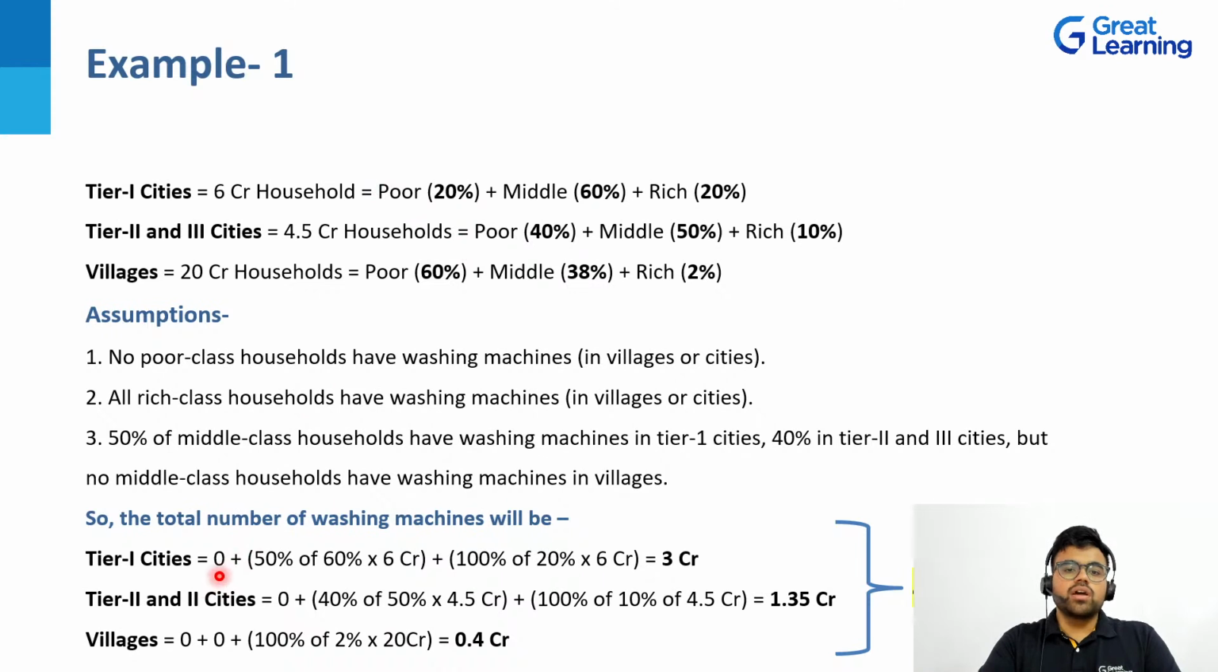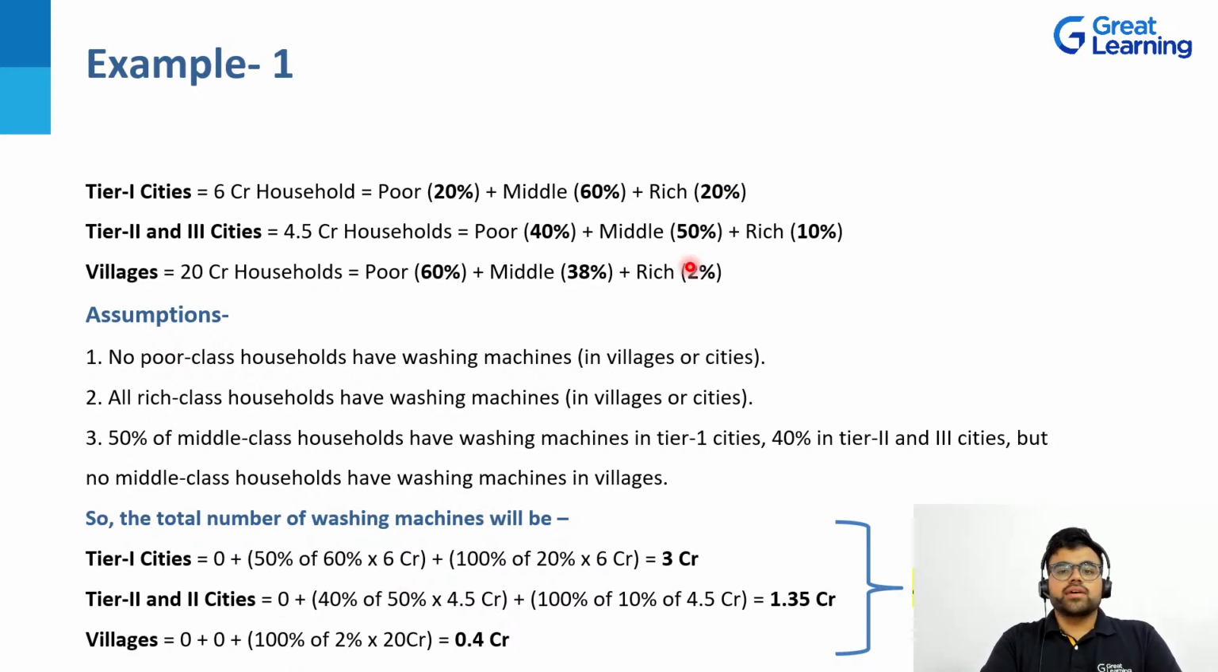So we wrote 0. Then, as we discussed in point number 3 of assumptions, 50% of the middle class households, that is 50% of the 60% of 6 crores. First we'll do 60% of 6 crores. Among that number, only 50% would have washing machines. You can calculate it as well: 0.60 into 6 would give you this number. Then on that number, 50% would own it.